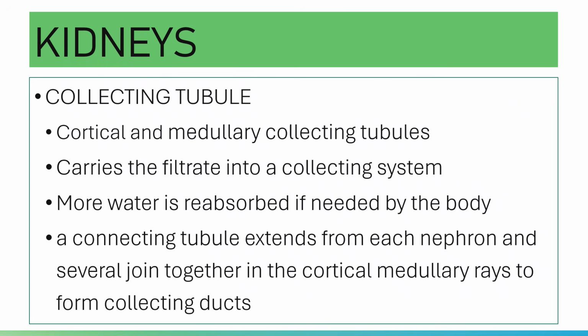Your collecting tubule is lined by simple cuboidal epithelium. And there are two types accordingly. You have cortical and medullary collecting tubules. What does it do? Once the filtrate reaches your collecting tubule, it is already called urine.